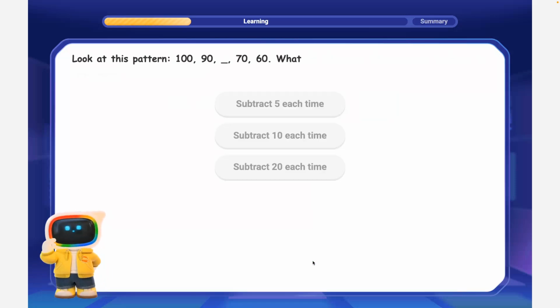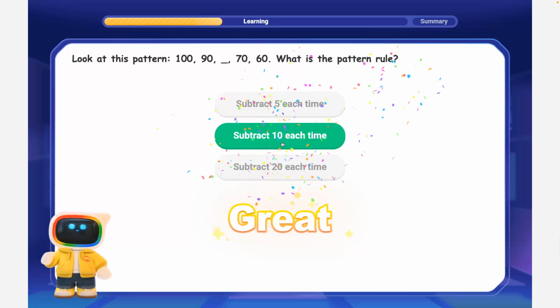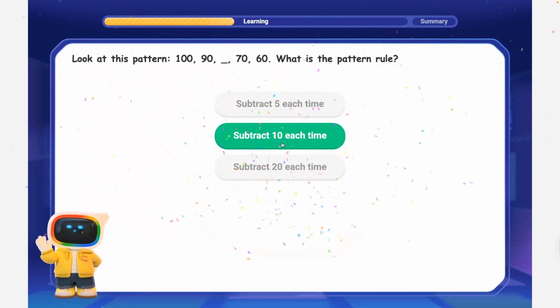Look at this pattern: 100, 90, 70, 60. What is the pattern rule? Perfect! The pattern rule is subtract 10 to get from one number to the next.